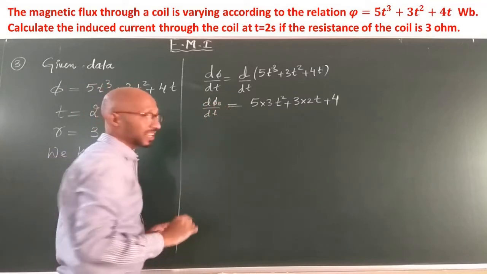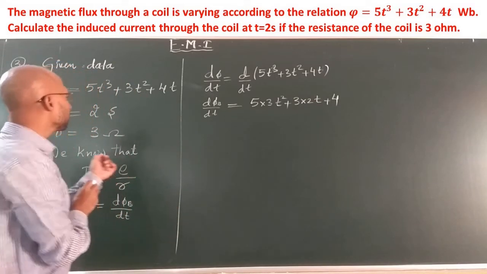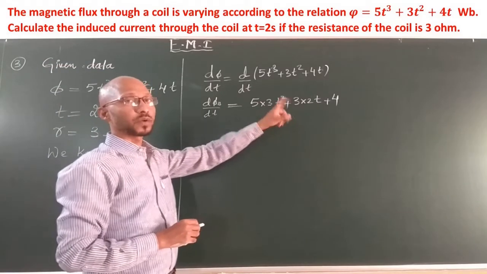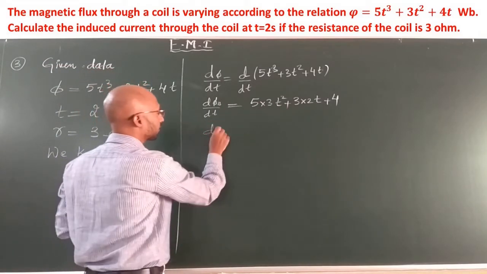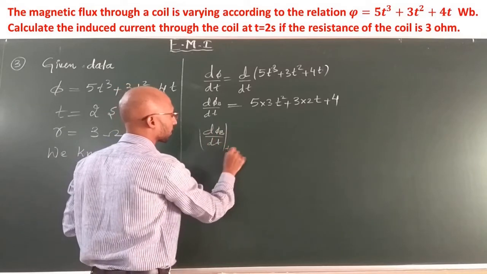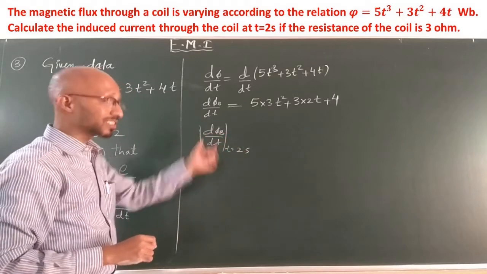Now after differentiation I got this, that is d phi by dt. What is actually asked is how much induced EMF and current at 2 seconds. First of all, understand, when the time is 2 seconds, what is the value of the flux change with respect to time?